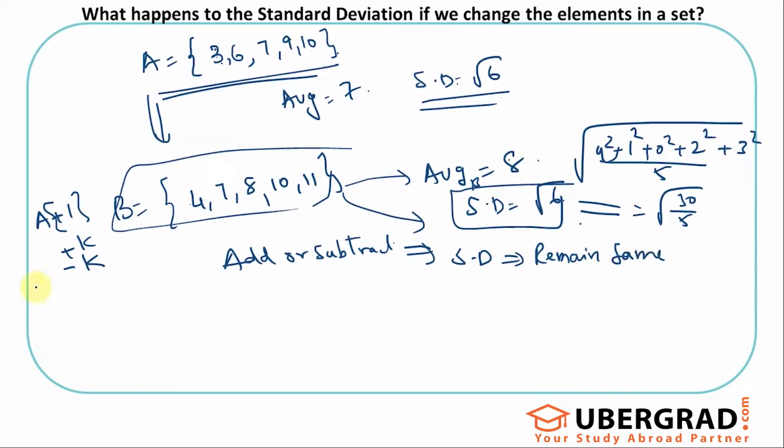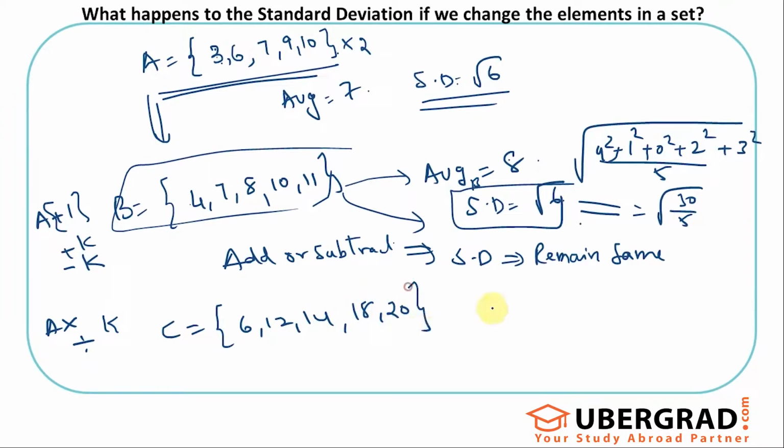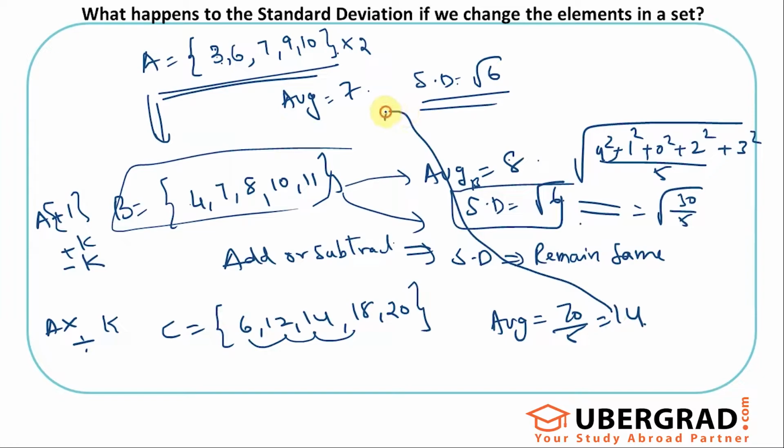When you multiply or divide with some constant value, then you will see the standard deviation also behaving in the same way. Let's say, for example, in this case, I multiply this with 2. What will be my set? 2 3s are 6, 2 6s are 12, 2 7s are 14, 2 9s are 18 and 2 10s are 20. What will be the average? It would also double, but I'll still show you. 6 plus 12, 18 plus 14, 32 plus 18 is 50 plus 20, 70 by 5 is 14.